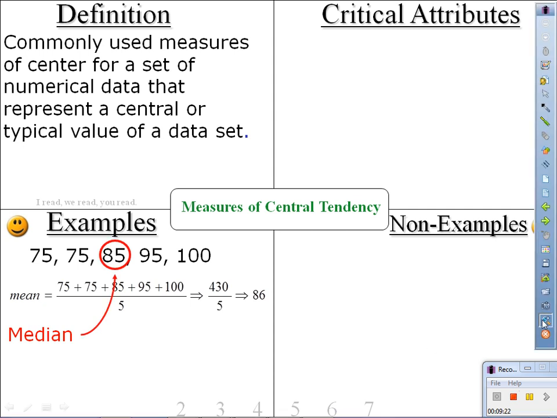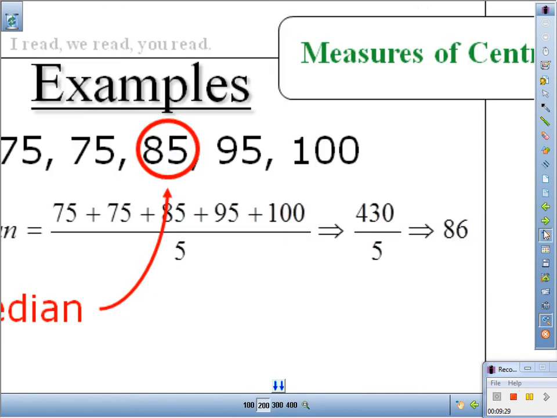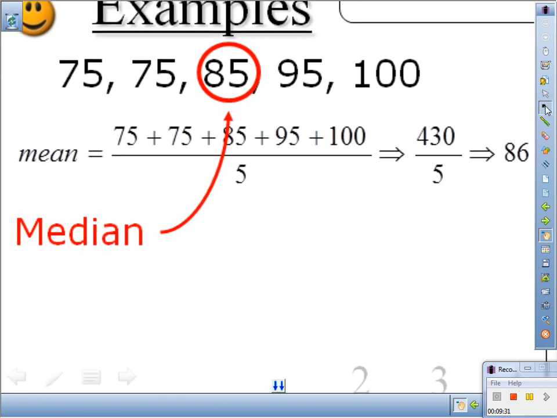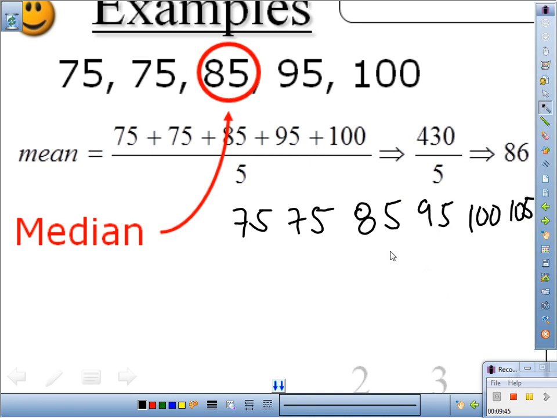Now, people always ask me, Mr. Q, but what happens if you have something like this? So let me zoom in. What happens if you have 75, 75, 85, 95, 100, and 105? Let's see. I have 3 numbers here, 3 numbers here. So therefore, there is no median.